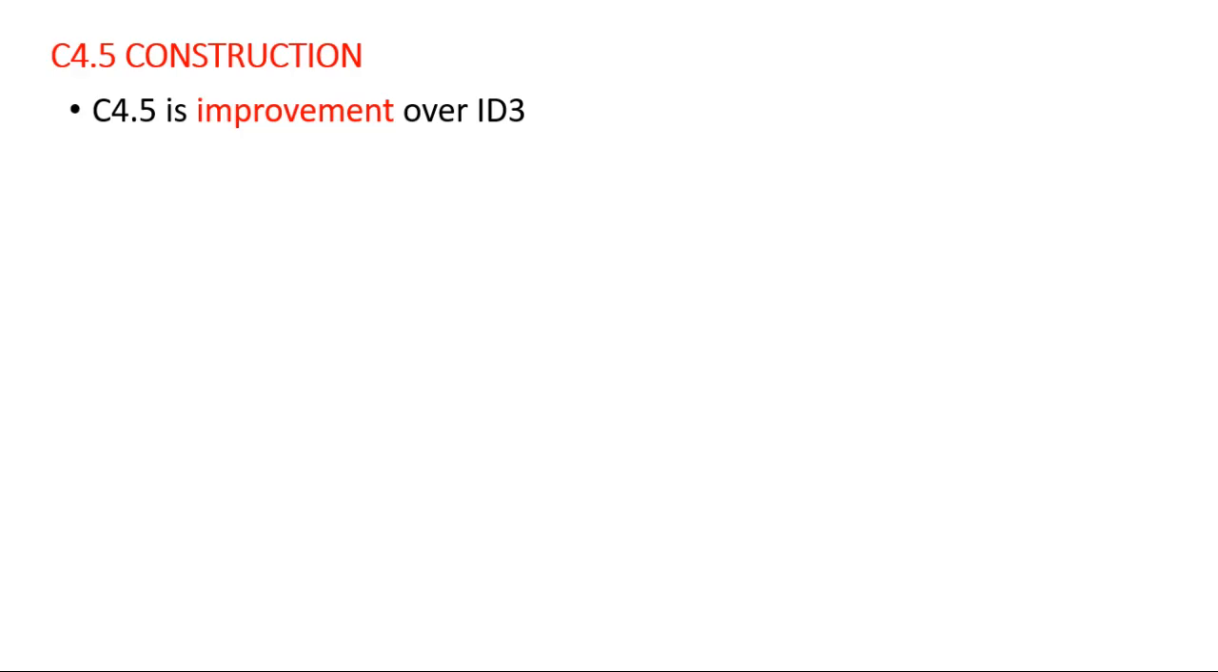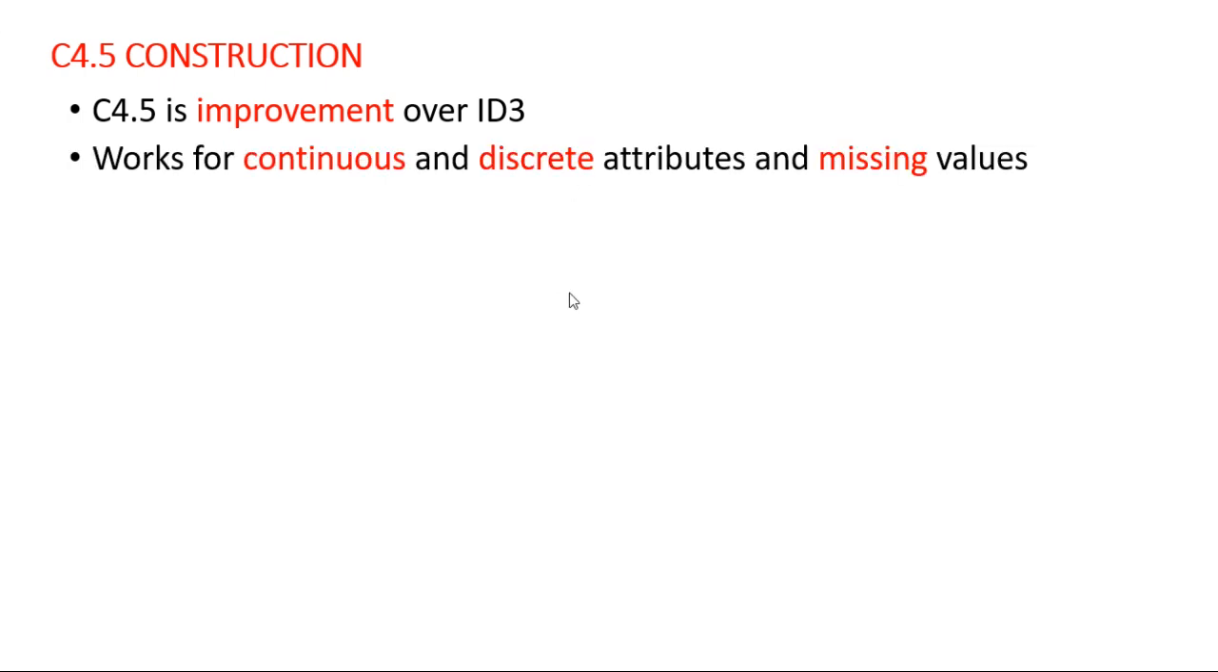In the last session, we saw the ID3 decision tree. We had an introduction of different types of decision trees and we saw a numerical on ID3. Now C4.5 is an improvement over the ID3 decision tree. You can use C4.5 for both continuous and discrete attributes, and it also works for missing values. This was not present in ID3. ID3 did not work on missing values.